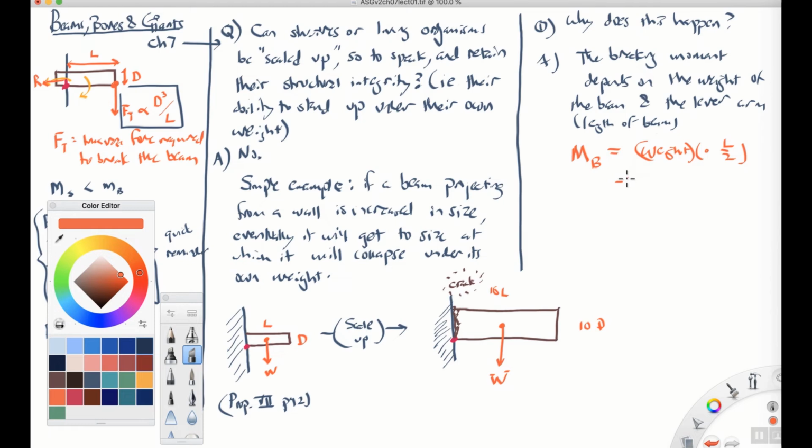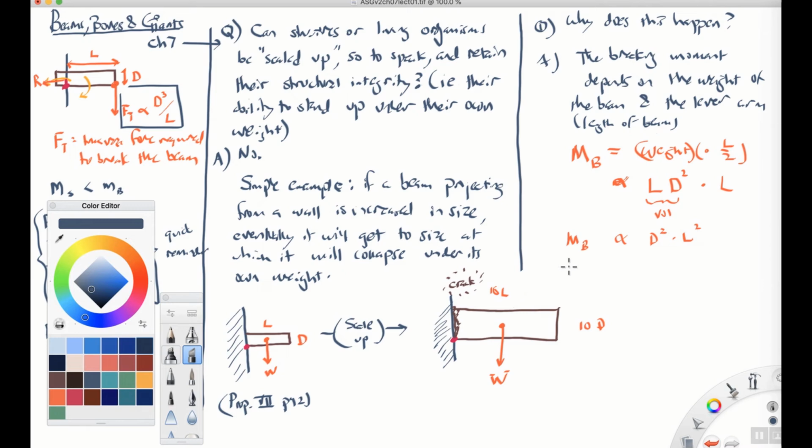So if we want to ask how the braking moment depends on the various dimensions, it's proportional to the weight, which depends on the length times the square of the diameter. Because it depends on the volume, the square of the diameter gives you the cross-sectional area, and the length gives you how long it is. And this, of course, depends on the length. I'm dropping factors of 2 and factors of gravity just to give you a sense of how this depends on the various dimensions of the beam. So the braking moment goes as the diameter squared times the length squared.